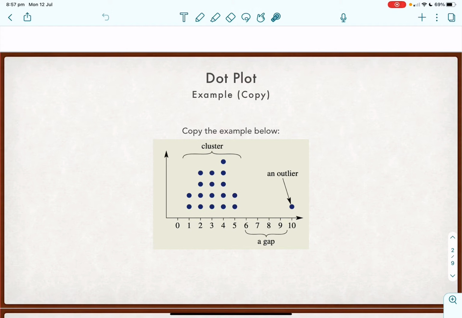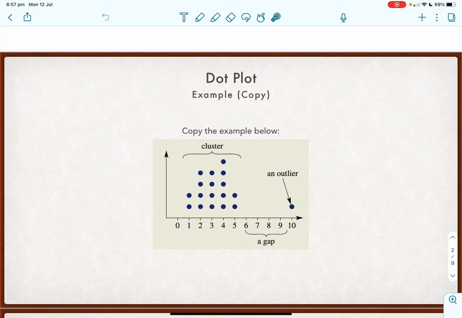So a few things about this dot plot here. What you have is the score on the bottom. So that's 0, 1, 2, 3, 4, 5, 6, 7, 8, 9, 10. And every dot on top represents one number. So if you remember when we do data, let's say we have 1, 1, and then 2, 2, 2, 2, 3, 3, 3, 3, 4, 4, 4, 4, 4, 6, 5, 5, and then a 10. Okay, that's our data set.